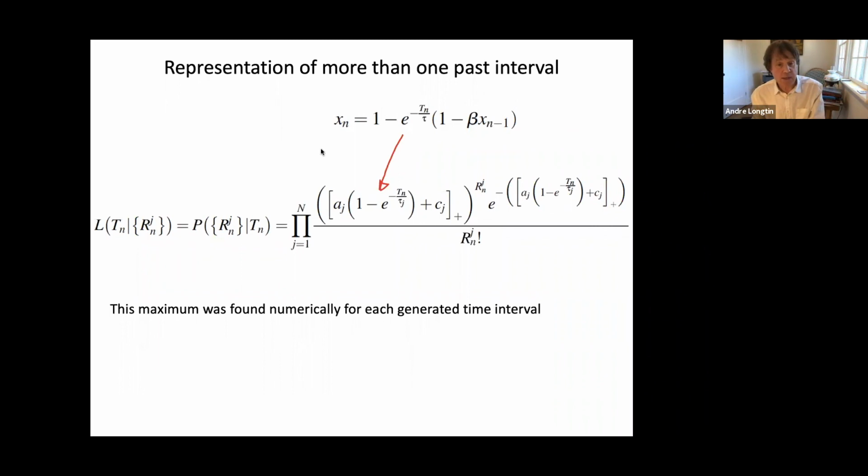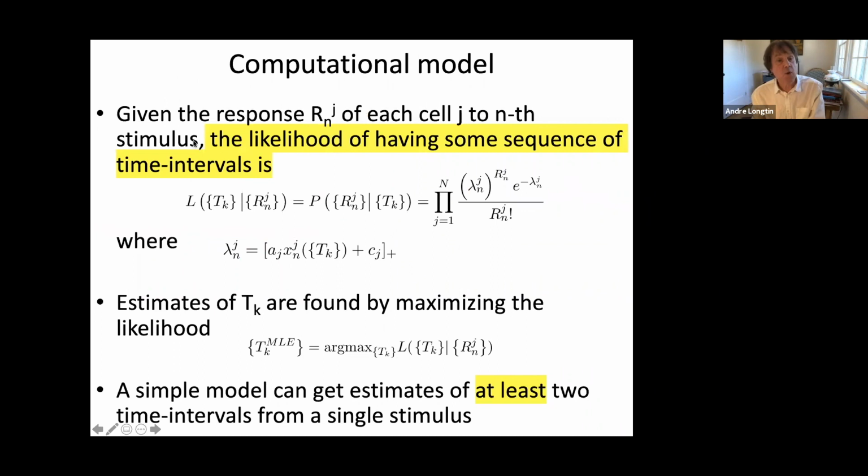This is work that Raphael Lafont-Mercier is doing for his PhD. So the model is that, given the response of the cells to the nth stimulus, the likelihood of having some sequence of time intervals is given by this, which is this probability, which is this. This is what we're doing. And these are the responses, the spike counts. And then the estimates are found by maximizing the likelihood.